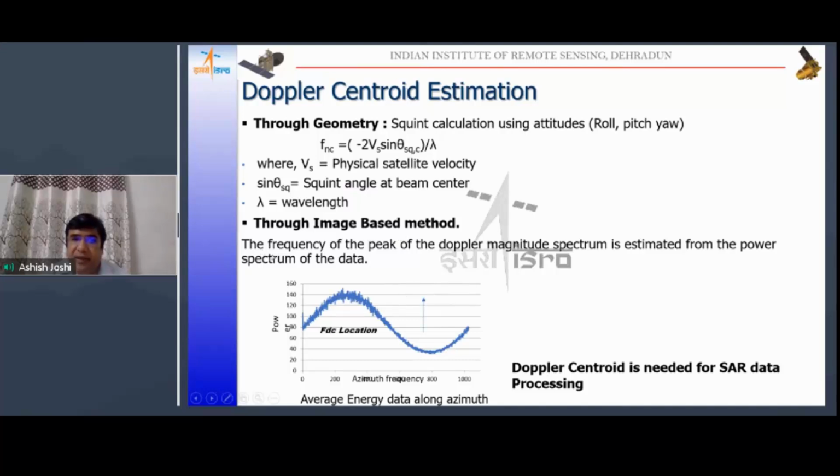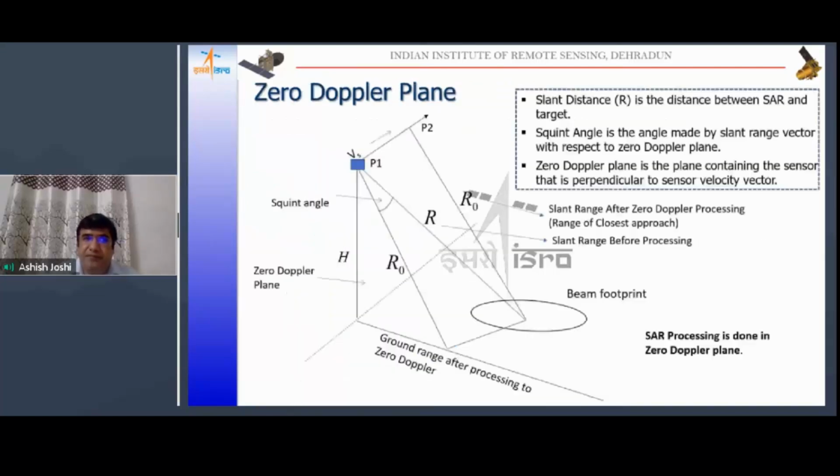In the image-based method, the frequency of the peak of the Doppler magnitude is estimated from the power spectrum of the data. If we have the raw data, we have to find the power spectrum of the data, and after finding the power spectrum, we find where the peak is coming, which gives the FDC location. The peak of the power is called the Doppler centroid. Power spectrum means we take the FFT and then find the absolute value of that data. Then we can find the Doppler centroid.